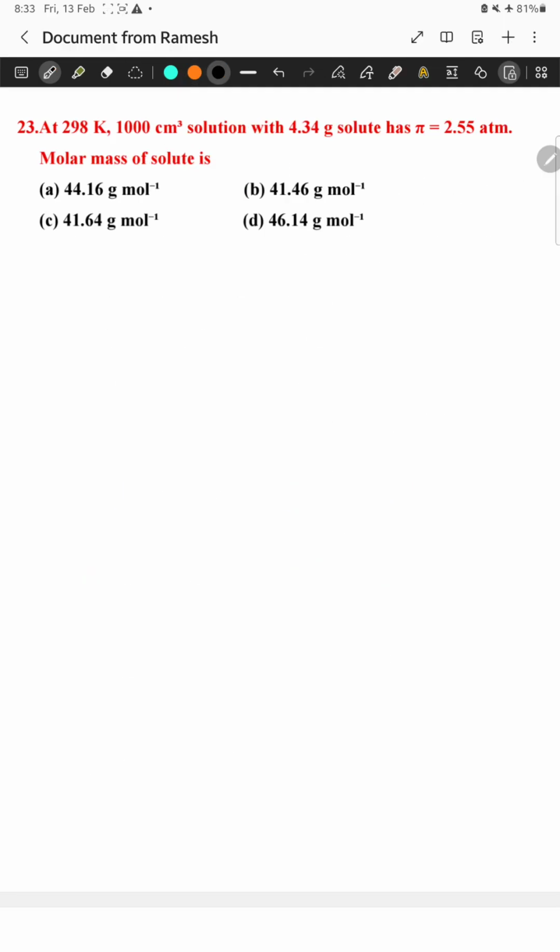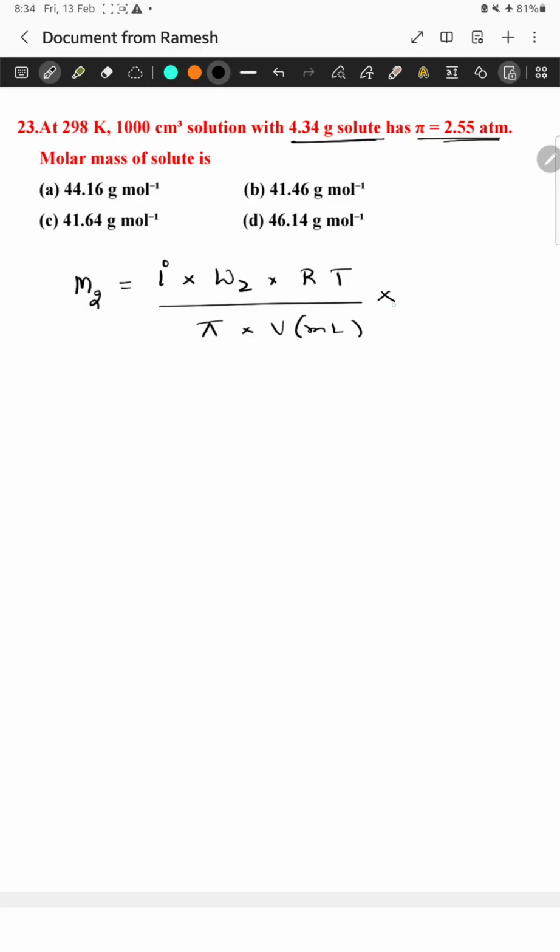Okay students, read question number 23. Again they have given volume, temperature, mass of the solute, and osmotic pressure. They are asking for the molar mass of the solute. We use the same formula as in the previous question. What is that formula? M2 is equal to i, the Van't Hoff factor, into WO2 into RT, divided by pi into volume in ml. Centimeter cube means ml, both are the same. So into 1000. Now substitute.